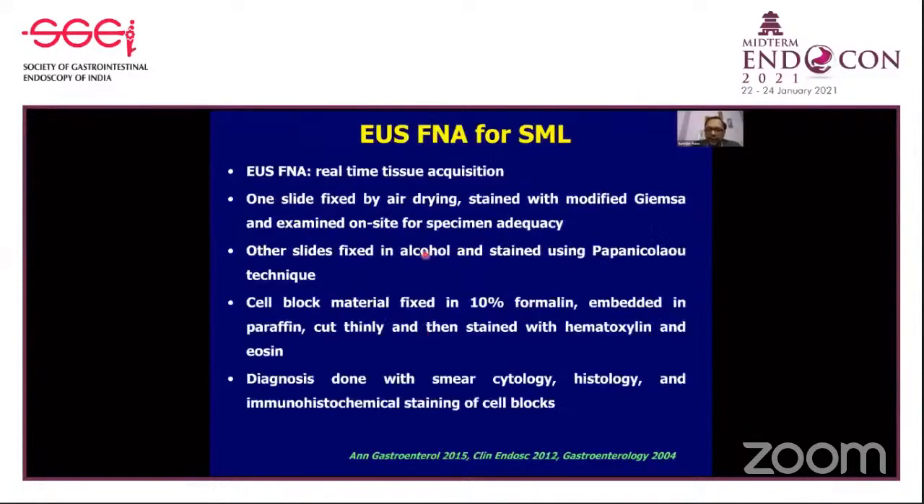What about EUS FNA? It is a very promising technique because it's a real-time tissue acquisition. How do we do it? You take one slide which is fixed by air drying, stained with modified Giemsa stain and examined on site for specimen adequacy. The other slides are fixed in alcohol and stained using the PAP technique. Then you take cell block material which is fixed in 10% formalin, embedded in paraffin, cut thinly, and then stained with H&E stains. The diagnosis is established by smear cytology, histology, or cell block analysis, and immunohistochemical staining of cell blocks.